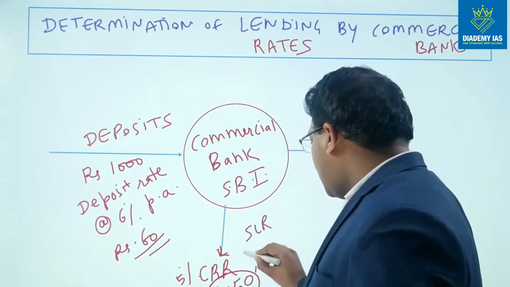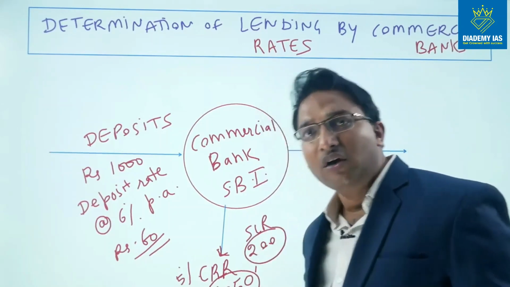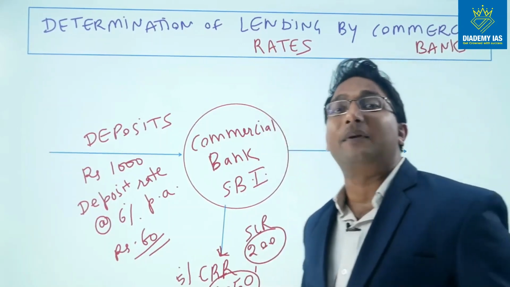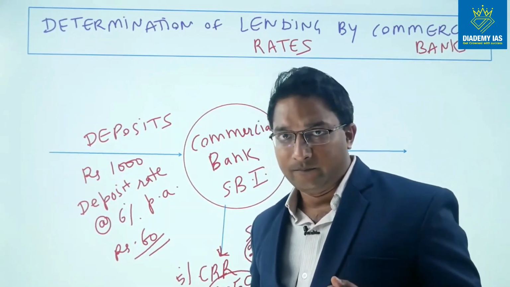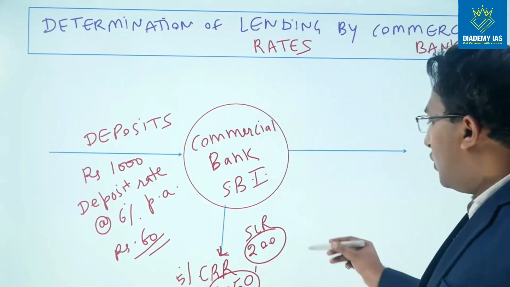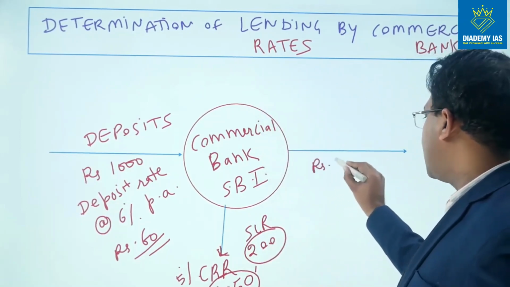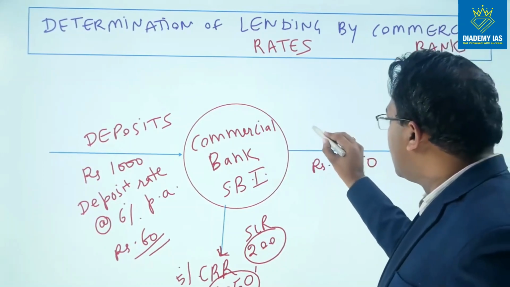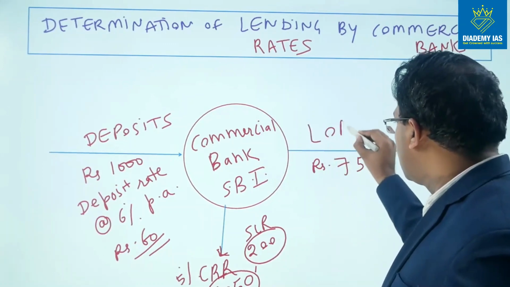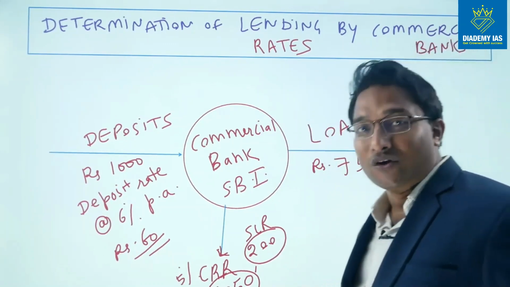For example, 20%. So 200 rupees it will be keeping as the SLR, statutory liquidity ratio. This statutory liquidity ratio is kept in the form of cash or gold or government security. Now remaining 750 rupees is free to give to the borrower as the loan. So remaining 750 rupees can be given as the loan.